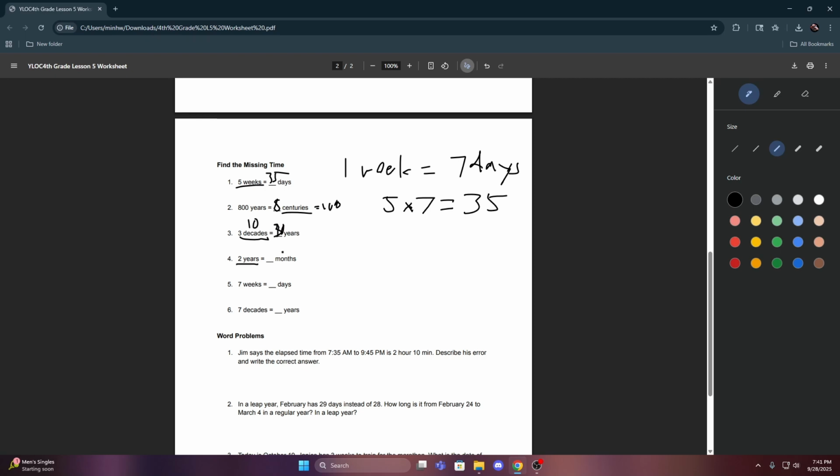For 2 years, we know that there's 12 months in every year. So 12 times 2 will give you 24 months. Again, to the weeks, there are 7 days in a week. 7 times 7 was 49. And we know that every decade has 10 years. So again, 7 of those will give you 70 years.